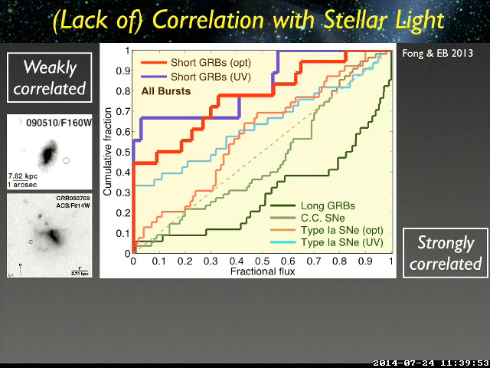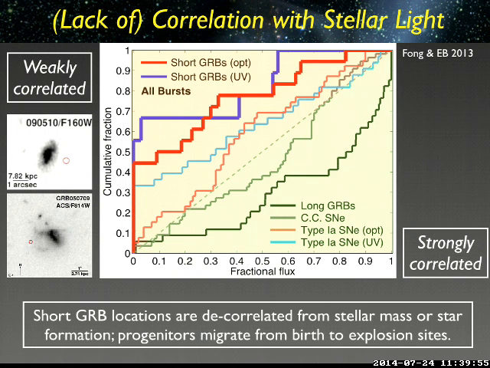So the way to do this. And the type Ia supernovae do what makes sense. They're there where the stars are. They're in the optical, and they're fairly weak in the UV. They're not in the star-forming regions. Yeah, exactly.